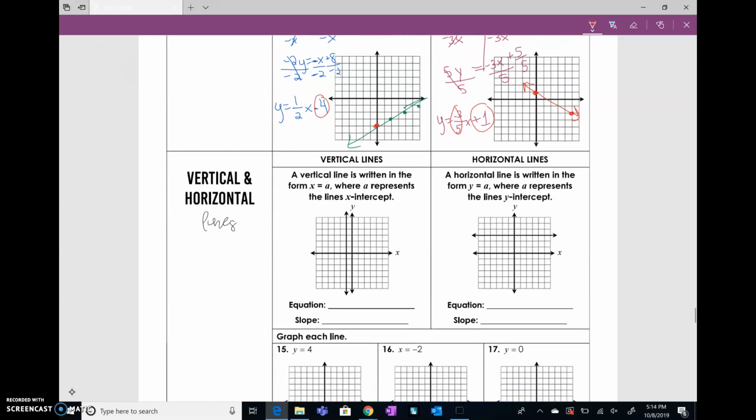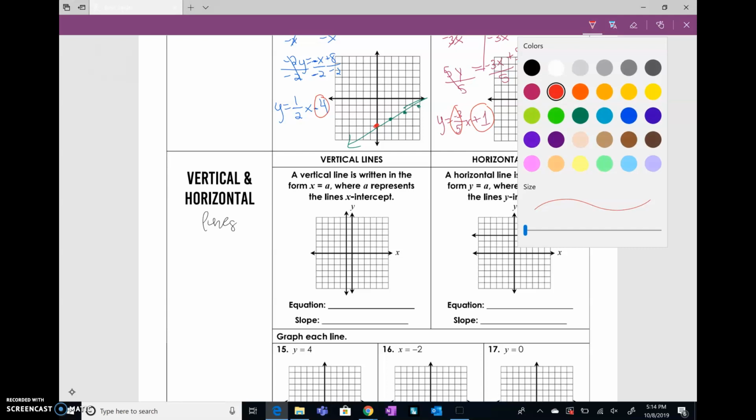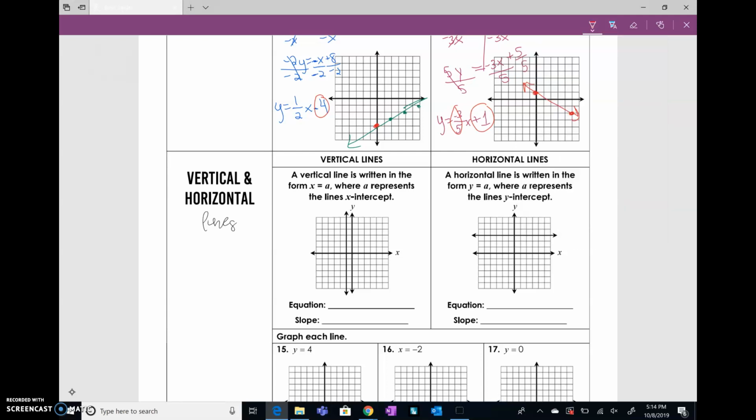All right, vertical lines. If you remember from last year, if you had me or Miss Jimenez or Miss Thurman, we talked about Vux and Hoy, our Swedish friends. So a vertical line is written as x equals a, where a represents the x-intercept. So the equation of this line would be x equals -1, whereas this line goes through y equals 3. And the slope of a vertical line is undefined, and this slope is a fat old 0.